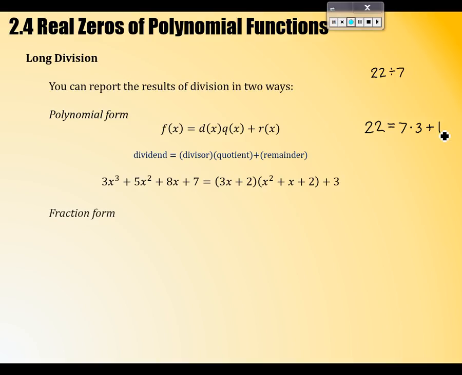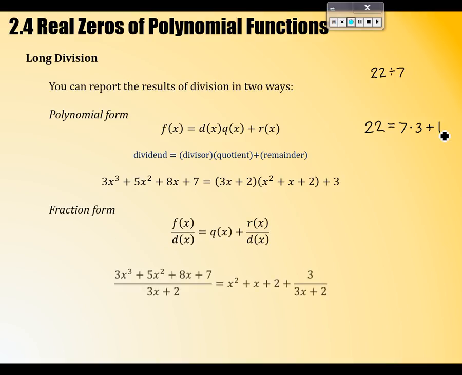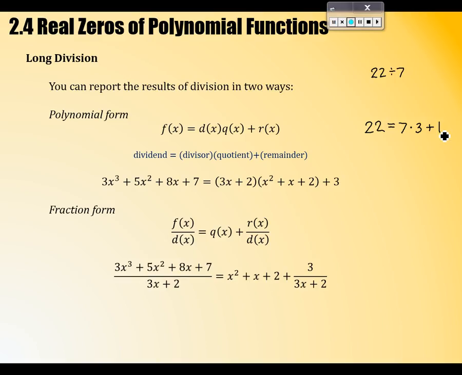And then the other way is the slightly more familiar one, called fraction form. This is how you might report your answer. If someone asked you in this way, you might say it's the quotient plus 3 over the divisor, right? Have you seen it that way?